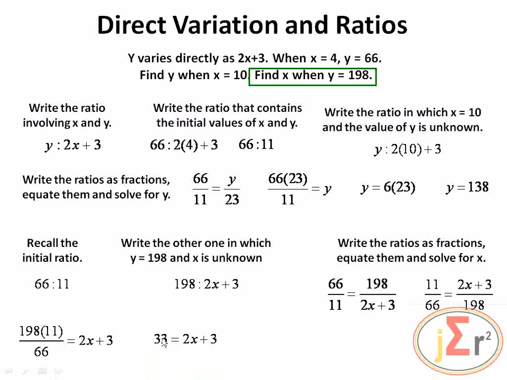This turns out to be 33 when simplified, and that is equal to 2x plus 3. And of course, we have solved this particular equation before, and even if we did not solve it, we have solved a host of linear equations. So we should be able to write down this answer in one step. x is equal to 15.